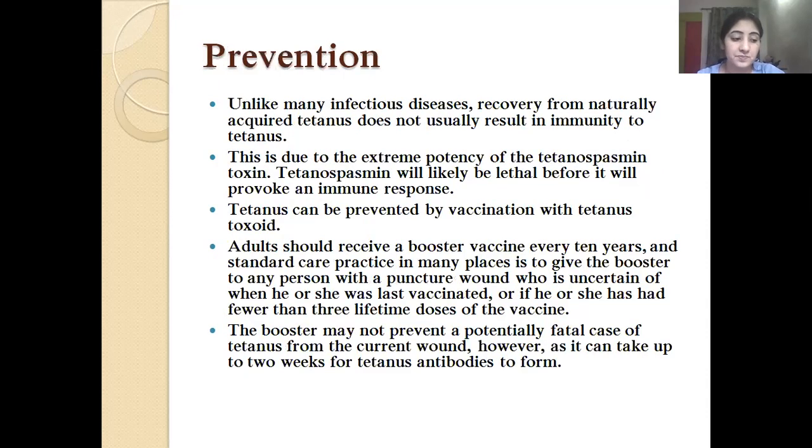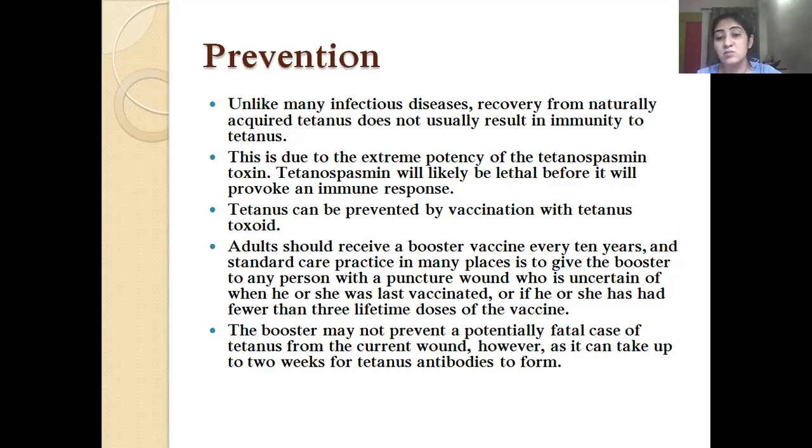Now, prevention. Unlike many infectious diseases, recovery from naturally acquired tetanus does not usually result in immunity to tetanus. This is an important point. This is due to the extreme potency of the tetanus toxin, tetanospasmin. It will likely be lethal before it will provoke an immune response. Tetanus can be prevented by vaccination with tetanus toxoid.